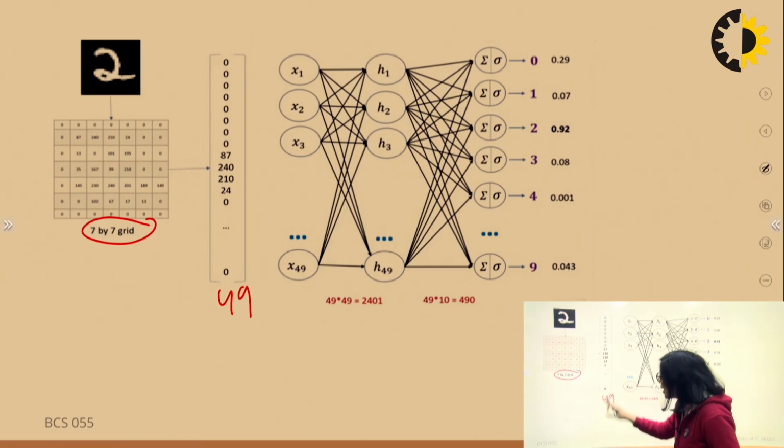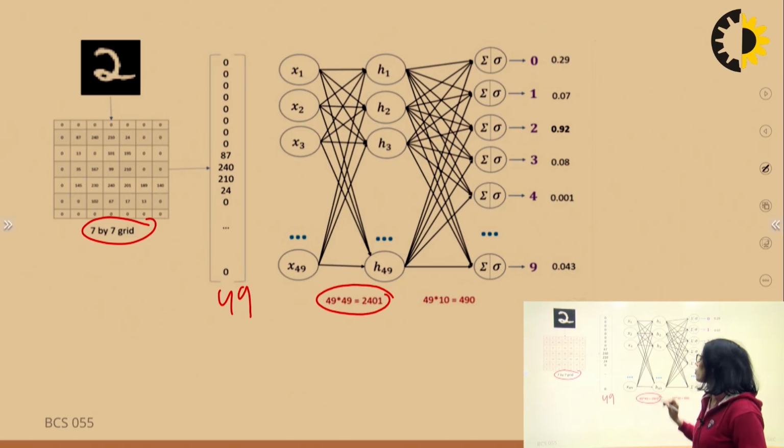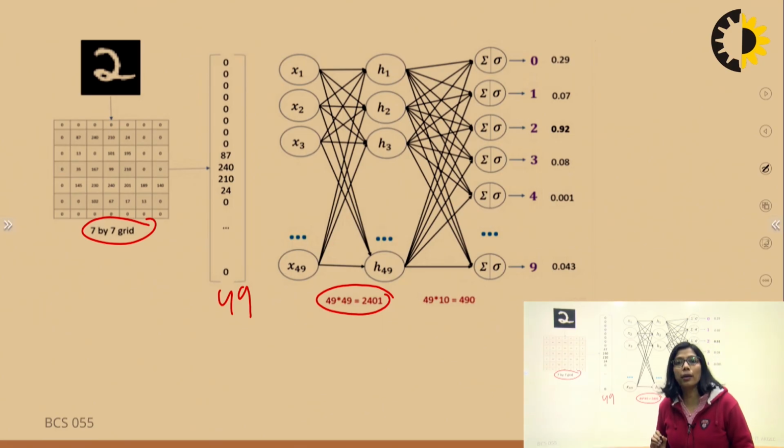To analyze these 49 values, I should have 49 neurons in my input layer and corresponding 49 neurons in my hidden layer. Since my output consists of only numbers from 0 to 9, my output layer will have 9 neurons. Now you can imagine, if every one of these neurons is connected to all of the neurons in the hidden layer, I have to train as many as 49 into 49, that is 2401 parameters.